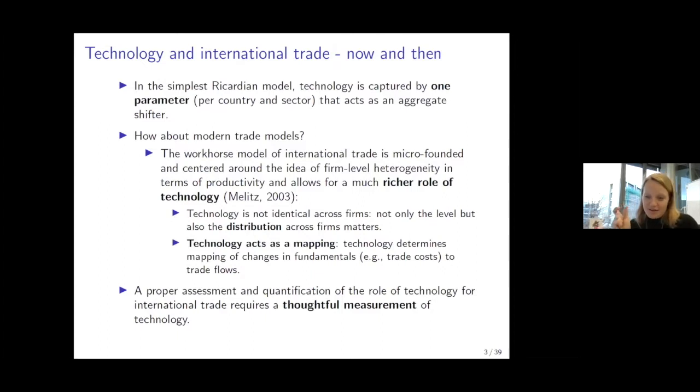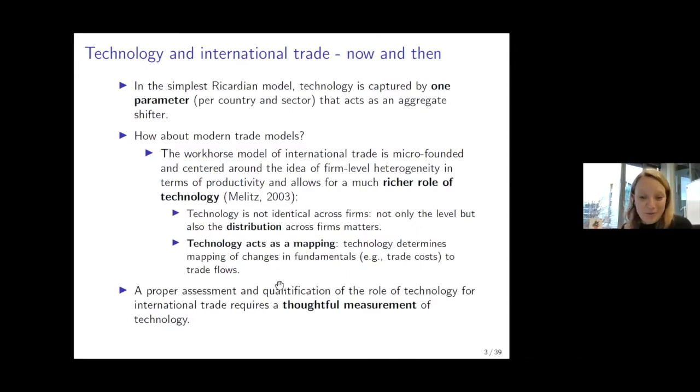So by affecting or determining the mass of firms that is actually affected by a given policy change, these distributions, this technology as distribution, really does matter a great deal for our understanding of how trade flows emerge in this model. Now, because of this way richer role of technology in these modern workhorse trade models, it is really important to thoughtfully measure technology in order to understand how technology actually impacts international trade, because this is the big question that we want to ask in this paper.